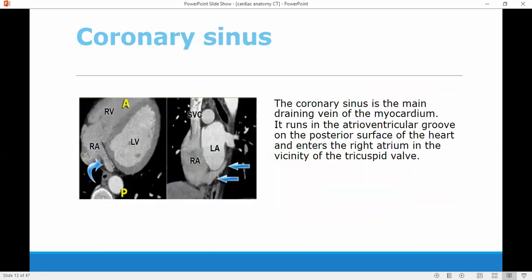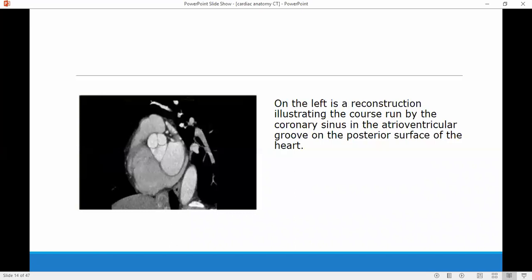The coronary sinus is the main draining vein of the myocardium. It runs in the atrioventricular groove on the posterior surface of the heart and enters the right atrium in the vicinity of the tricuspid valve. On the left is a reconstruction illustrating the course run by the coronary sinus in the atrioventricular groove on the posterior surface of the heart.